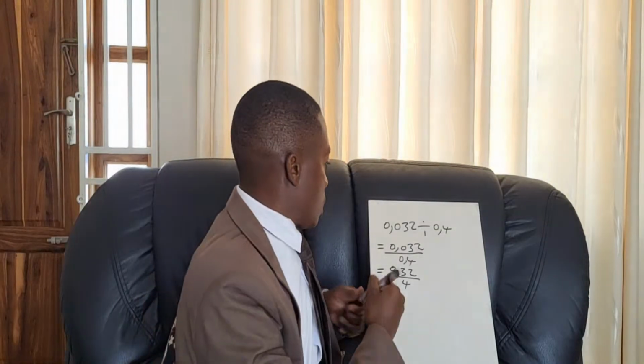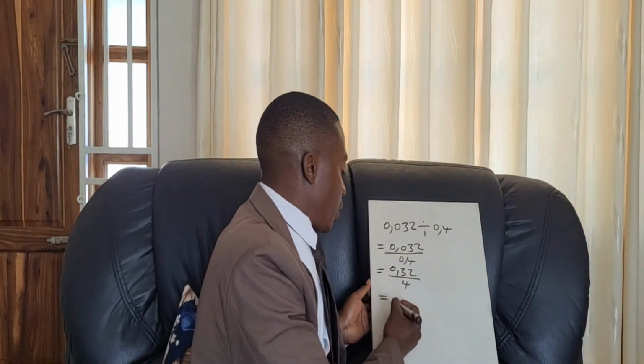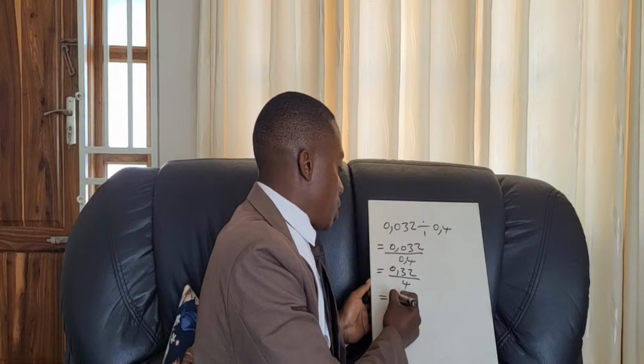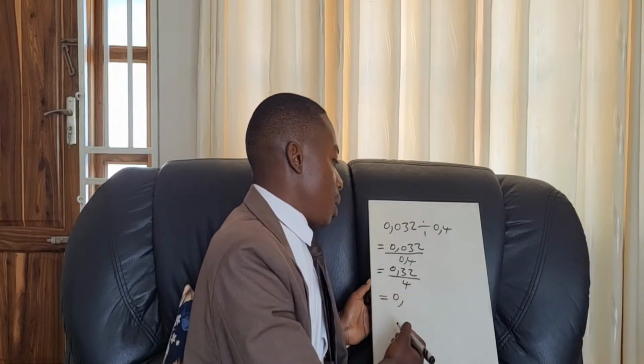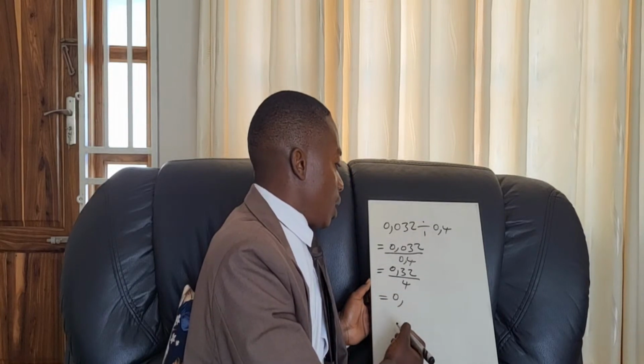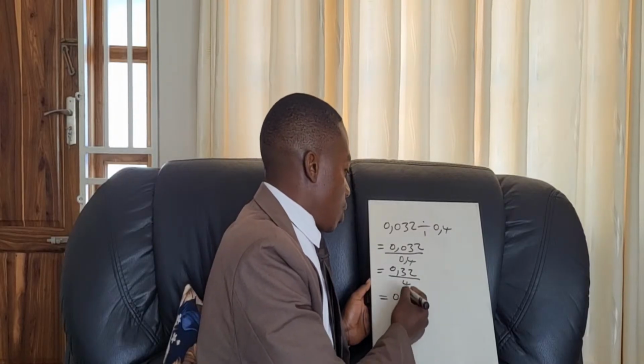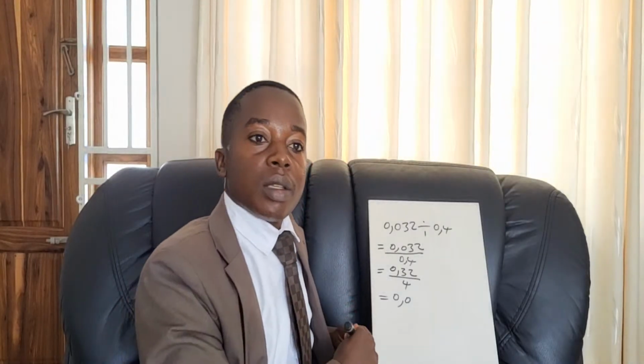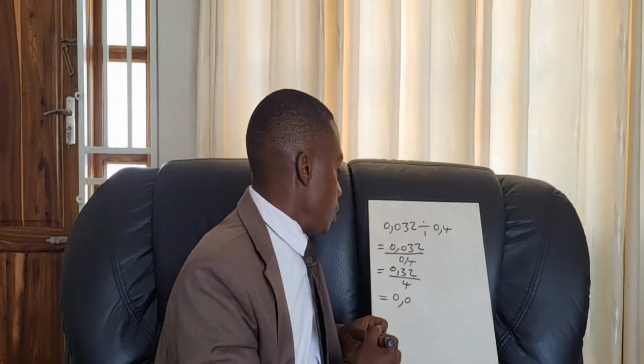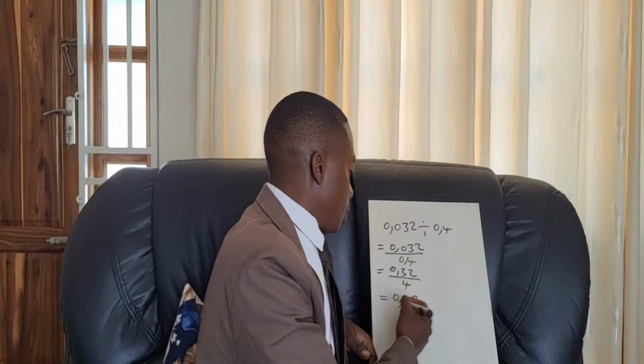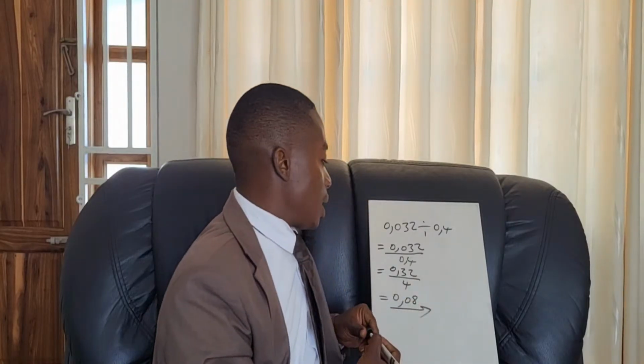And if you simplify it further, 0 into 4, that's 0, comma 4 into 3. 4 cannot enter into 3. So you write a 0. Then 4 into 32. How many times does 4 enter into 32? 8. So 8 here. That would be your final answer.